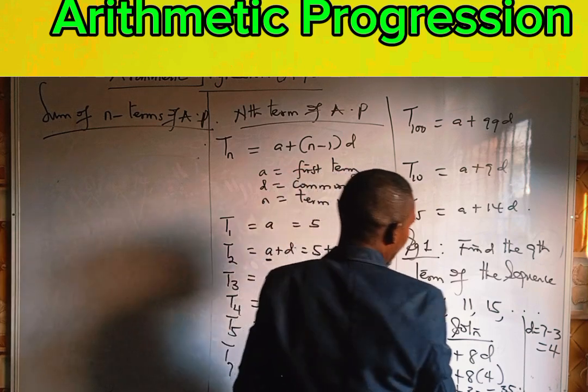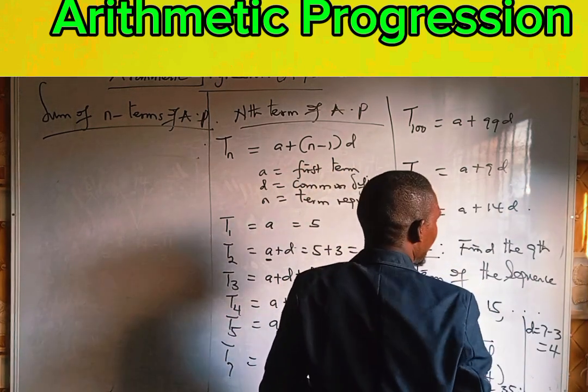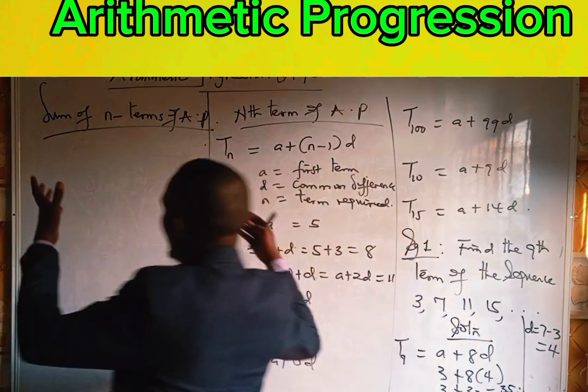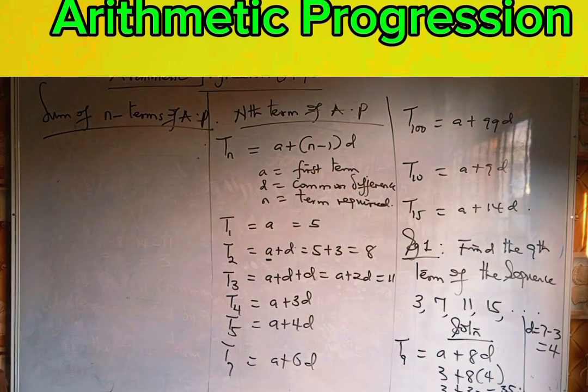So you add first term, second term, third term, fourth term, fifth term, sixth term. So did you get it now? So that is what you want to look at here. Sum of n terms, sum of number of terms. Did you get it? Good.